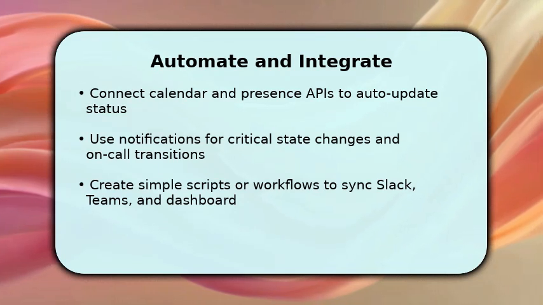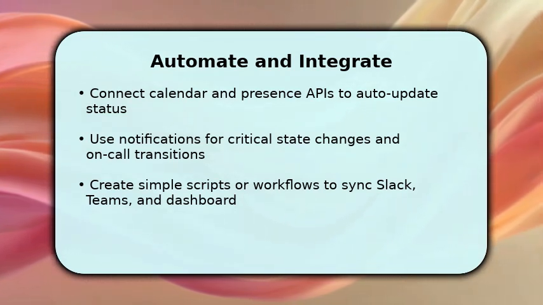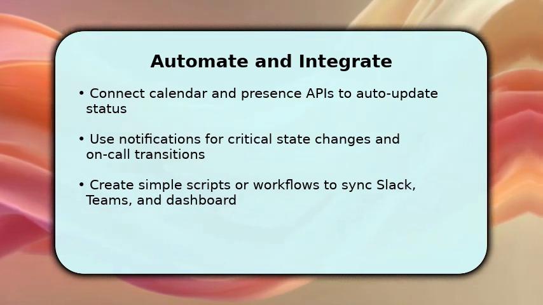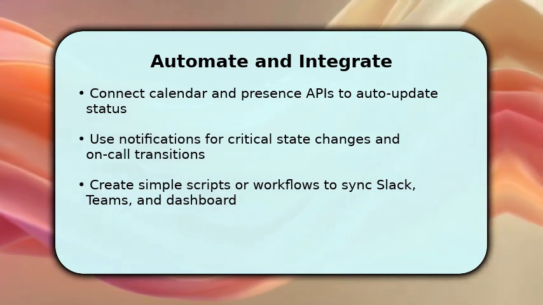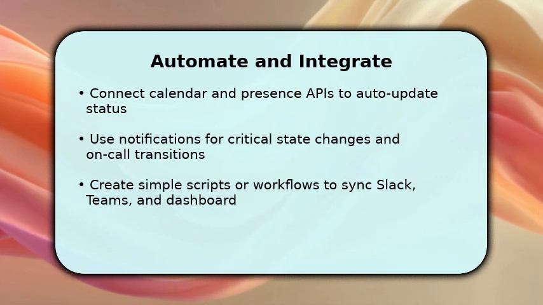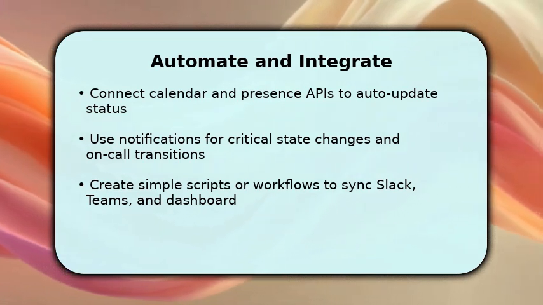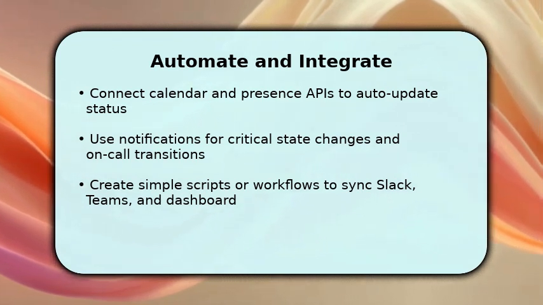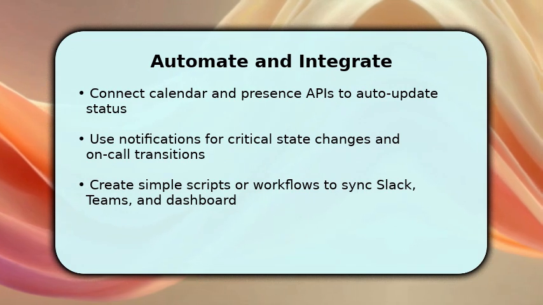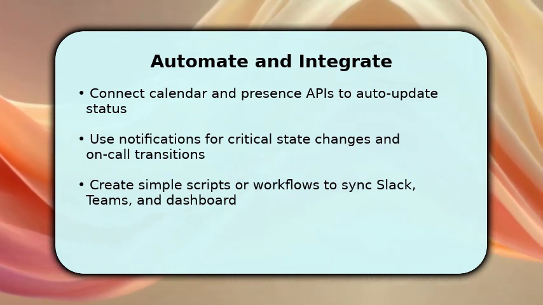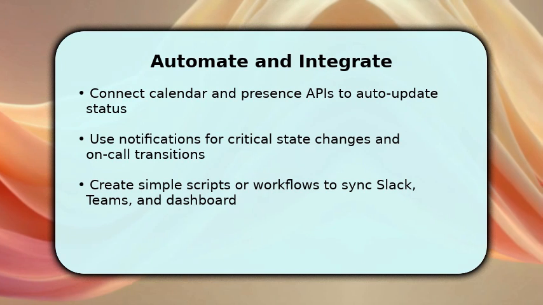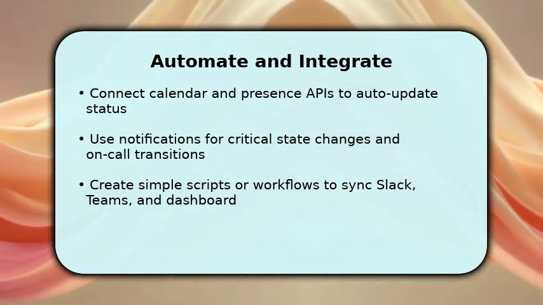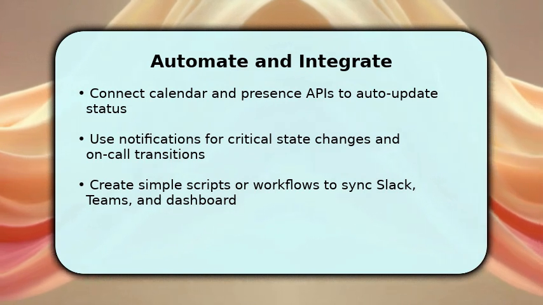Next, automate the messy middle. Connect calendar and presence APIs so scheduled meetings and do not disturb automatically flip status. Explain how automation reduces reliance on manual updates and keeps data fresh. Once done, add notifications for critical state changes and on-call shifts so stakeholders see important transitions. Make sure to create lightweight scripts or workflows to sync Slack, Teams, and your dashboard. This prevents split brain and ensures every tool reflects the same reality in real time.